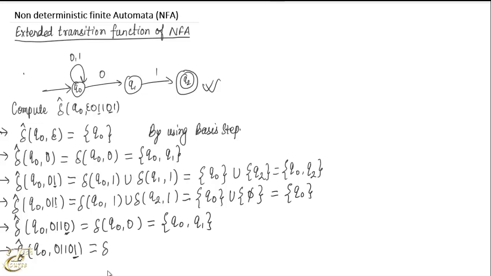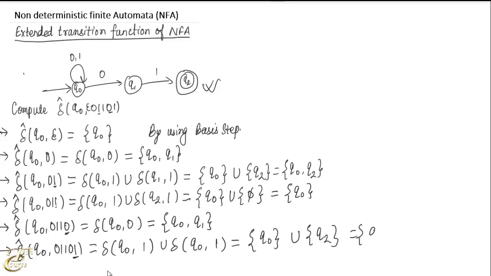So we can write delta of Q0, 1 union delta of Q1, 1, which is equals to Q0 union Q2, which is equals to Q0, Q2. As after reading the final symbol, the NFA may reach the state either Q0 or Q2, and this set includes Q2, which is accepting state. Therefore, this string is accepted by this NFA.